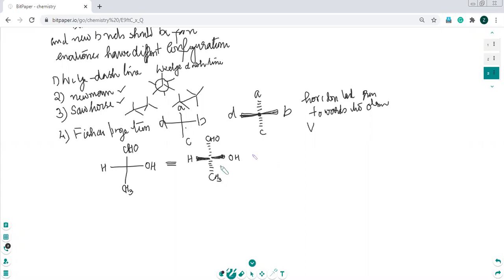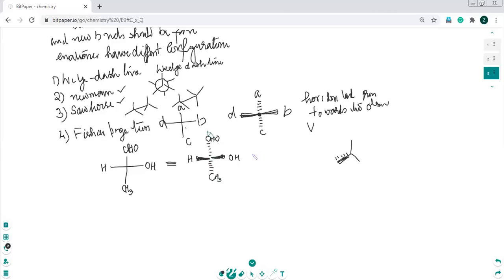Okay. Now, can we convert this into the wedge dotted line structure as we represent this? Can you convert this figure into this type of a structure? You have to bring only one of them to the front, one to the back, and two groups should be brought to the plane of the paper. Now this is, I will say, an interesting exercise, but a high degree of imagination is required.